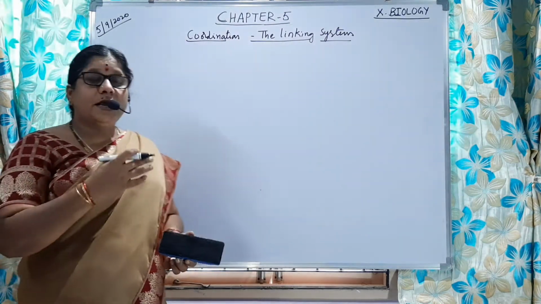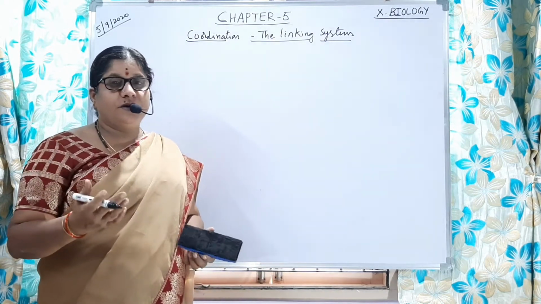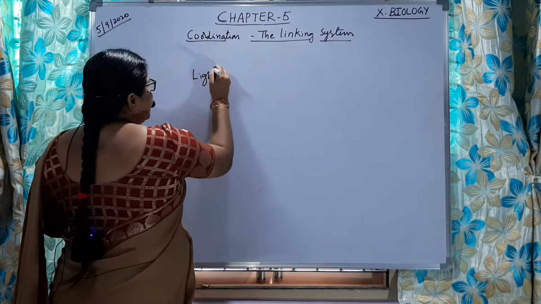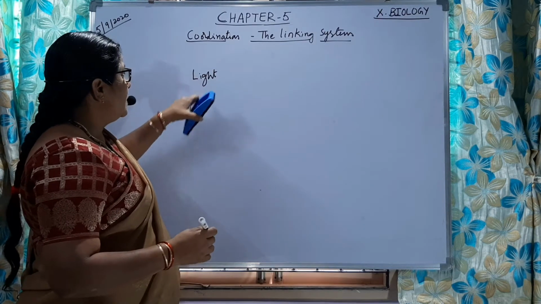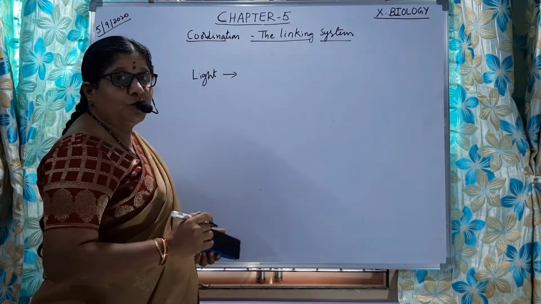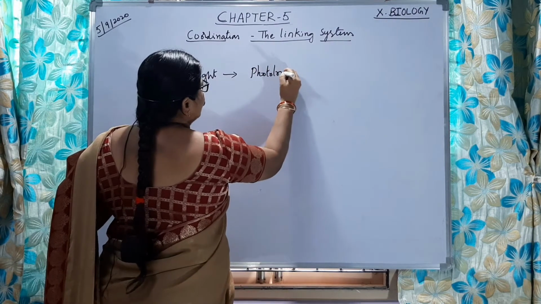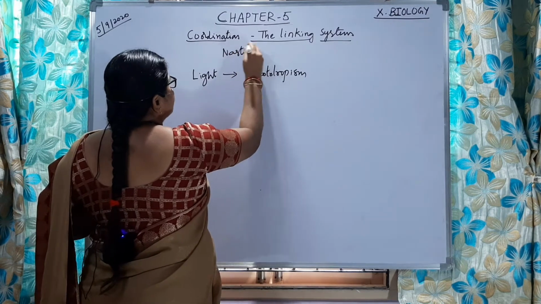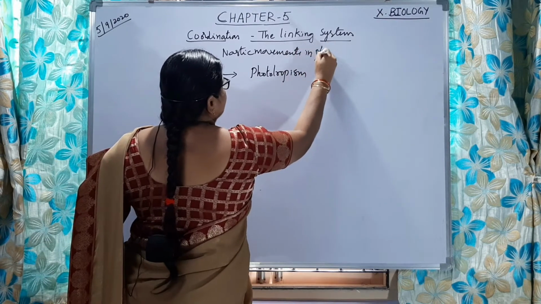You know that different types of stimuli show responses in different parts of plants. If we take light, in the previous activity, we saw how light determines the movement of plant parts. If light is the stimulus and the plant parts move towards light, that we call phototropism. So these are nastic movements in plants.